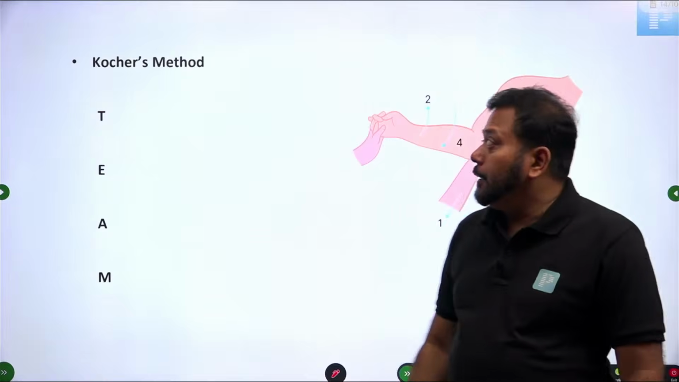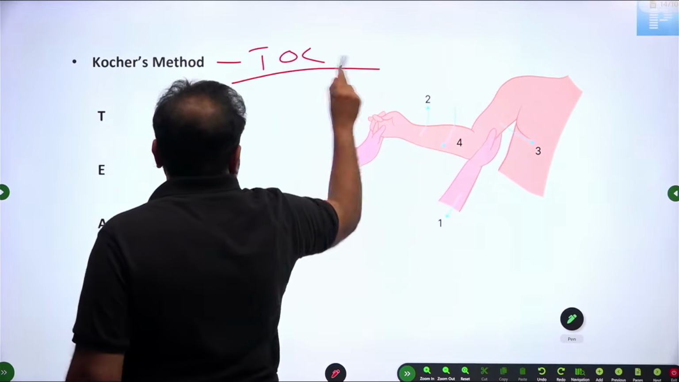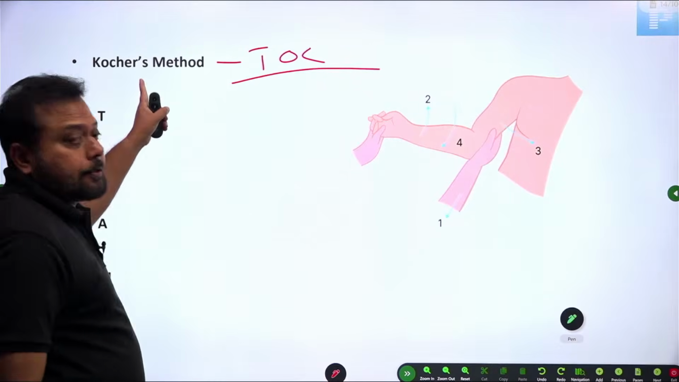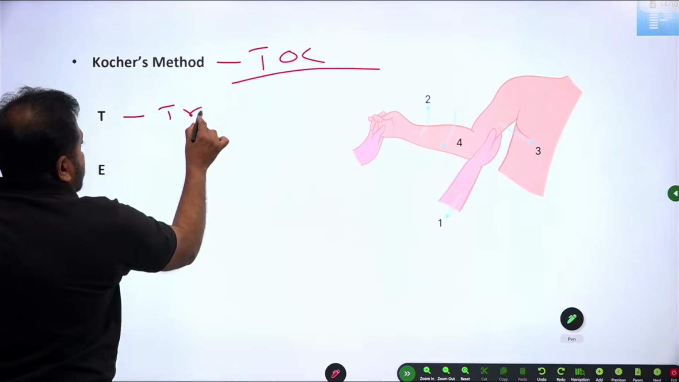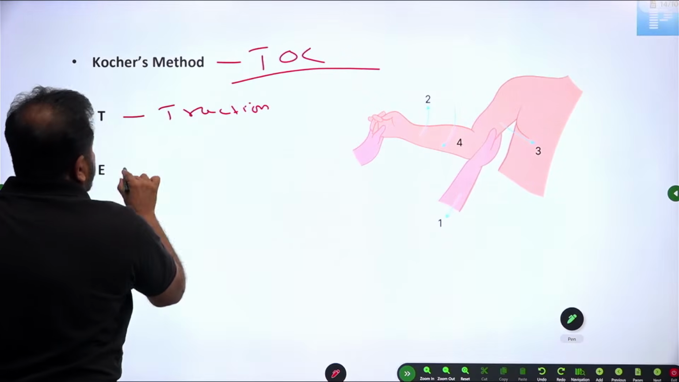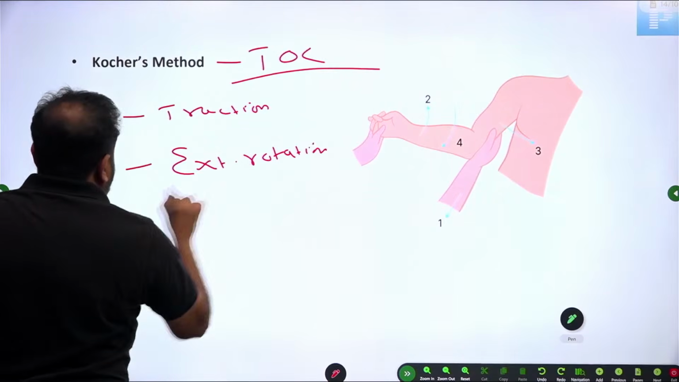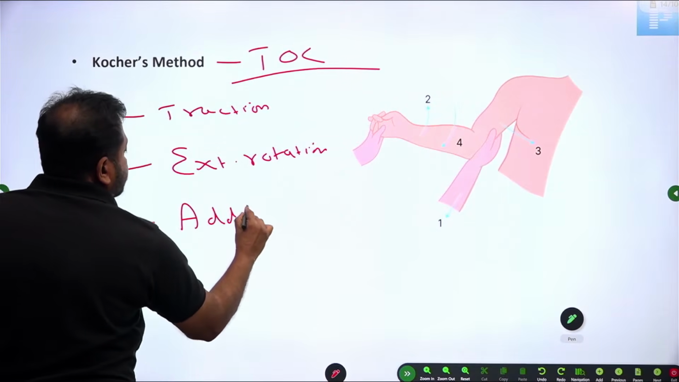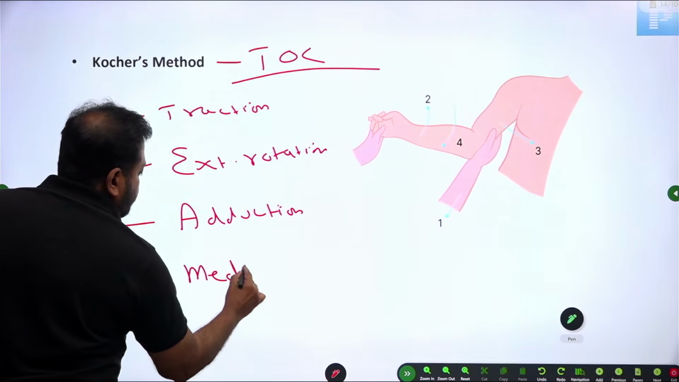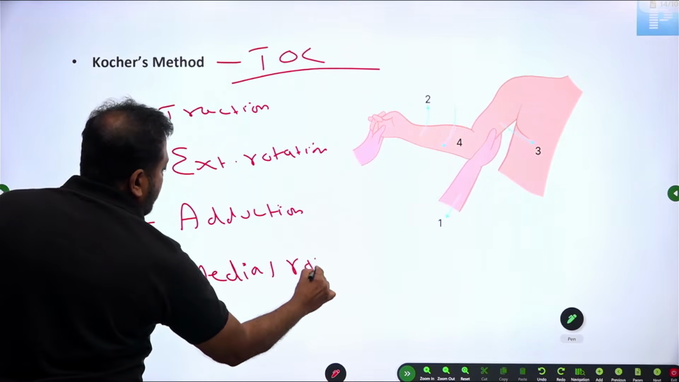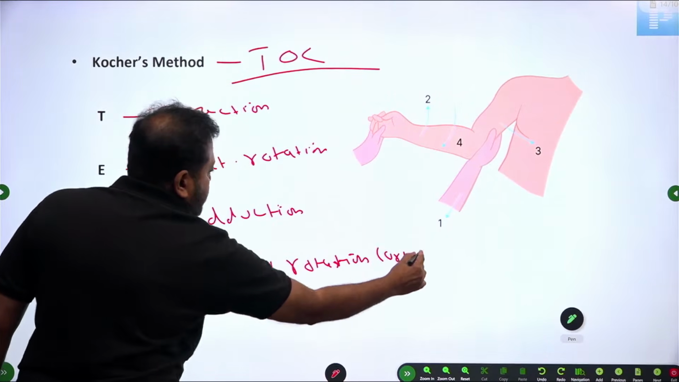Then comes the classical method. This is the treatment of choice. This is the method of choice. This Kocher's method is called TEAM technique. T stands for traction. E stands for external rotation. A stands for adduction. M stands for medial rotation. Medial rotation is otherwise called internal rotation.